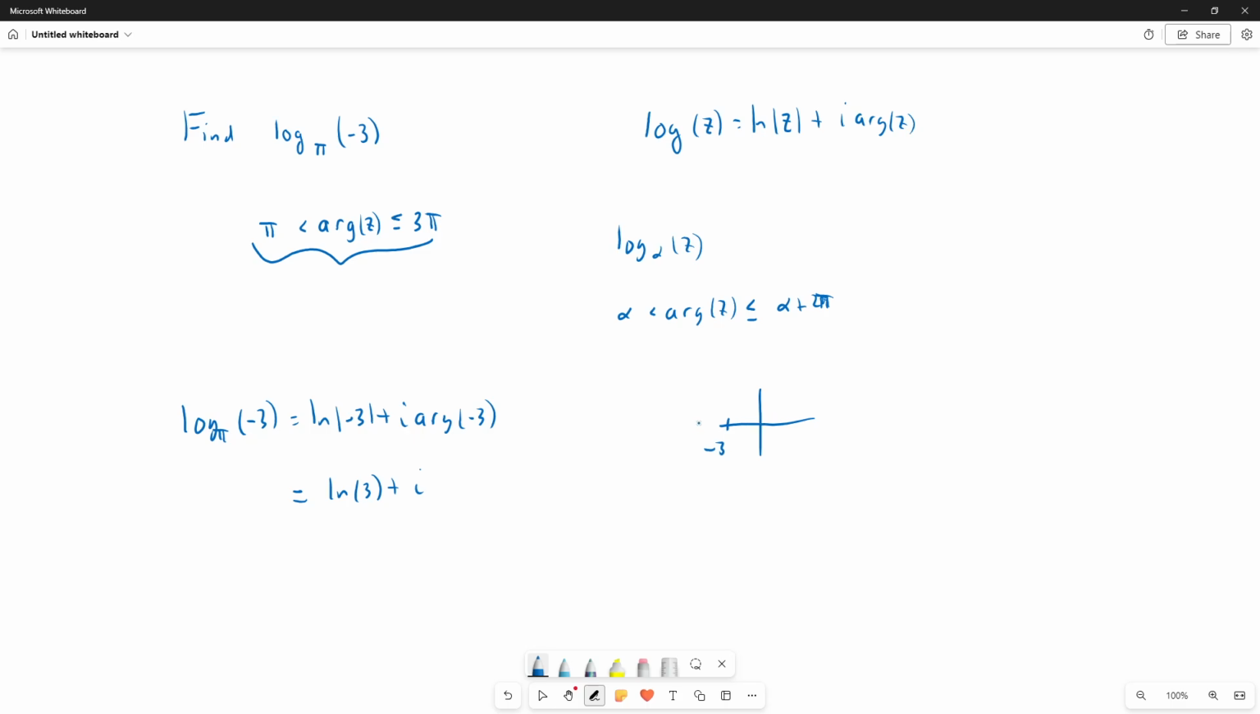-3, a negative real number, has one of the arguments as pi. All of the arguments would be pi plus 2k pi, where k is an integer. And we're looking for the angle that satisfies this compound inequality. So it looks like we're going to have to use 3 pi, because notice this is arg z strictly bigger than pi, but less than or equal to 3 pi. Pi and 3 pi are coterminal, so 3 pi is the choice. So the log of -3 with branch cut pi is the natural log of 3 plus 3 pi i.